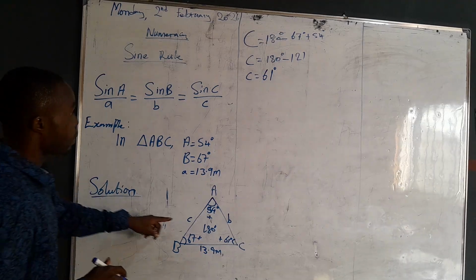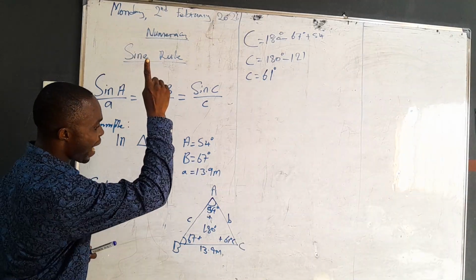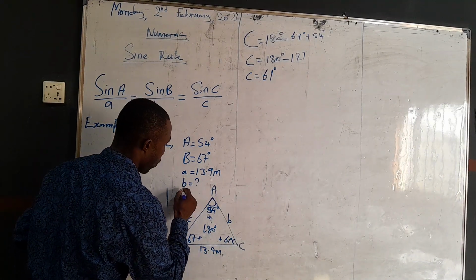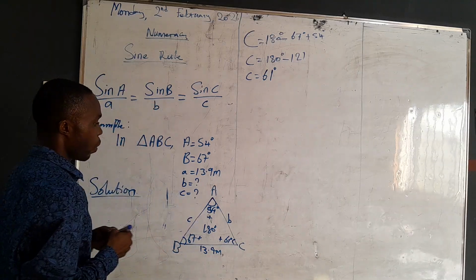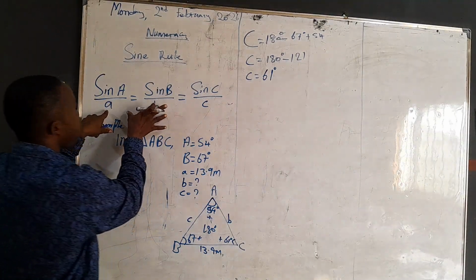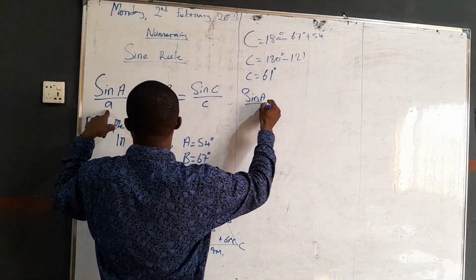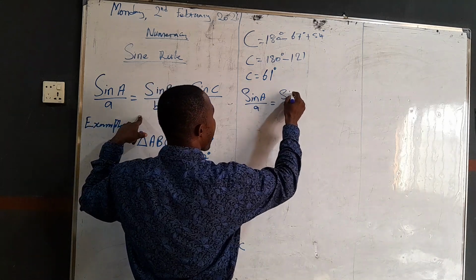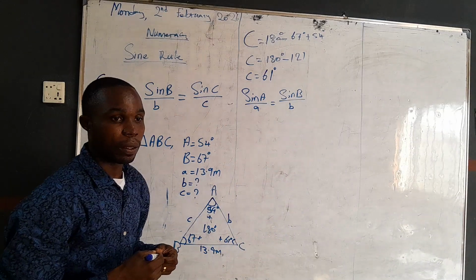Since we've known that, let us now look for B. We have to find B and side C. To find side B first, we'll take these two. We have that sine A over a is equal to sine B over b, side B. Sorry, side B.